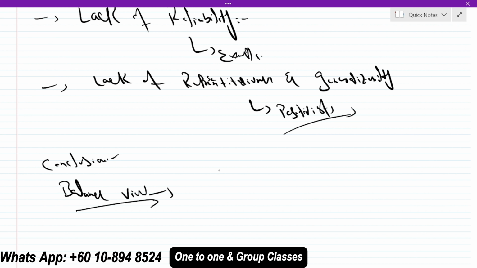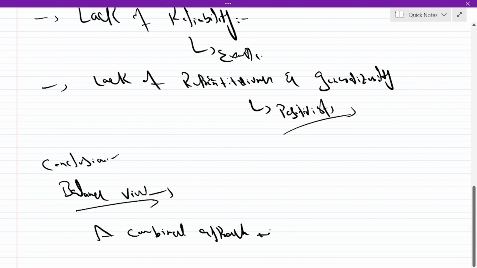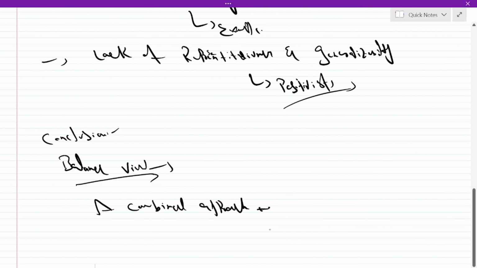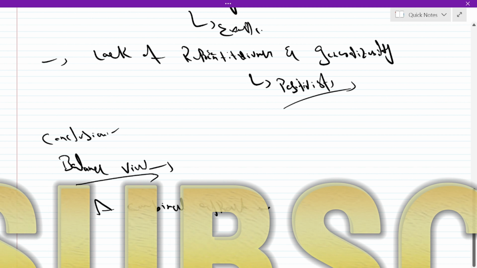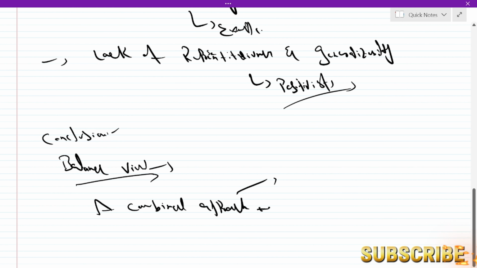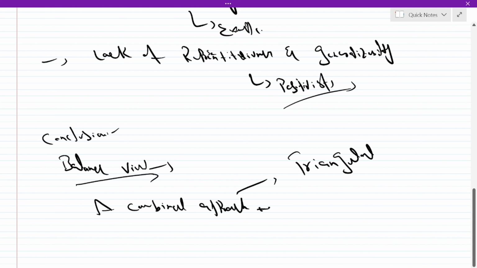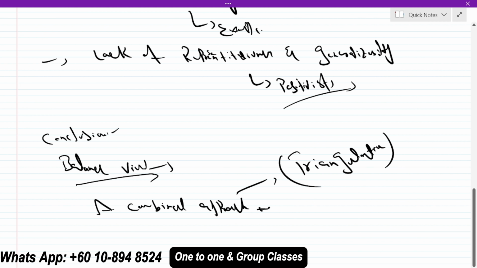So now I am going to conclude it in a proper way. What I am saying is that a combined approach means we need to collect data both quantitatively and qualitatively. So for this term, combined approach, we say triangulation. Triangulation: using both qualitative and quantitative methods ensures a comprehensive understanding. Right. So this is something you have to talk about.